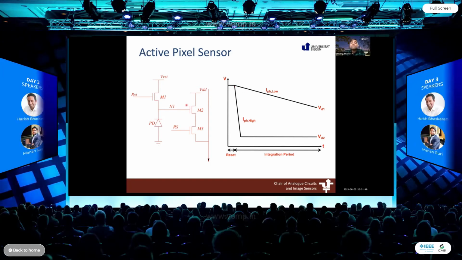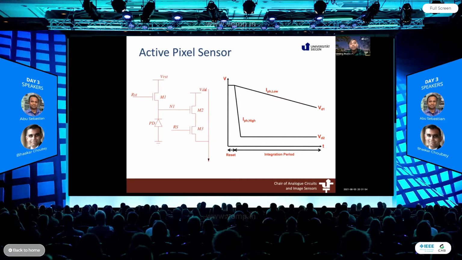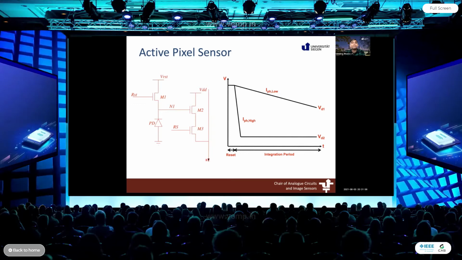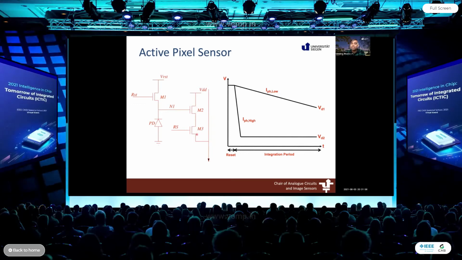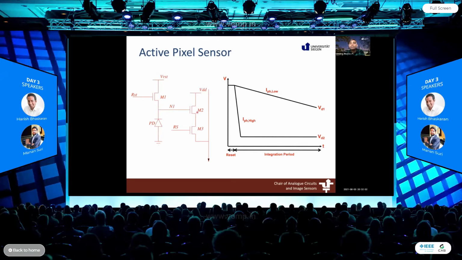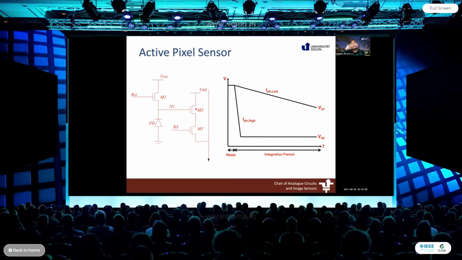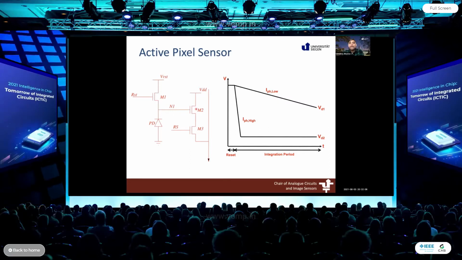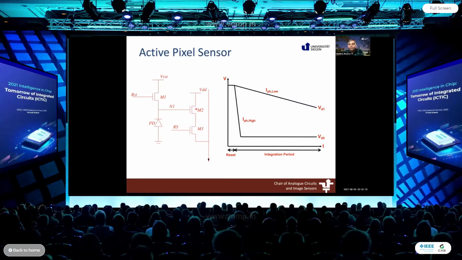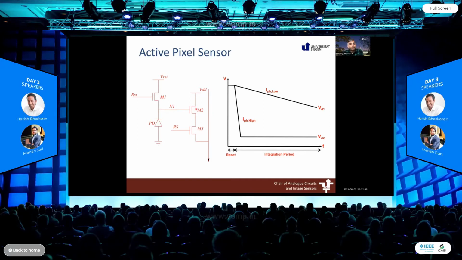We then have a source follower to buffer this voltage. So now our diode is not going to charge the whole column line. We have a source follower, and then we have a switch here to access this particular pixel. We provide a high current to the source follower, which means that the charging of the column lines can be a bit quicker. So that's the active pixel sensor. Now, this has got 3 transistors and a diode.